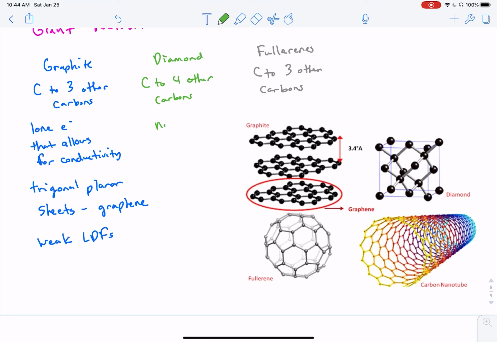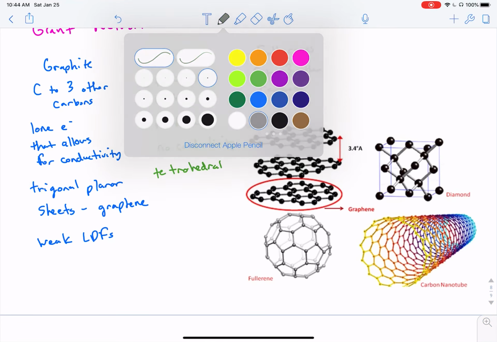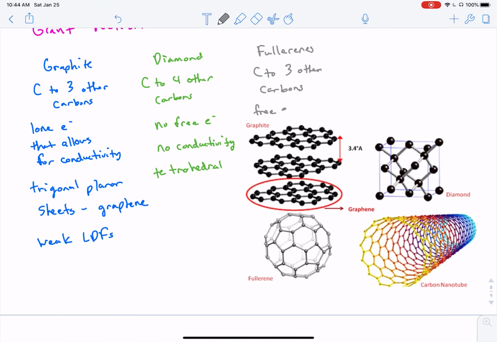Diamond has no free electrons, so no conductivity, and it is forming a tetrahedral shape. And with fullerenes, what you really want to focus on is that you have a free electron, and that there are 12 pentagons and 20 hexagons.